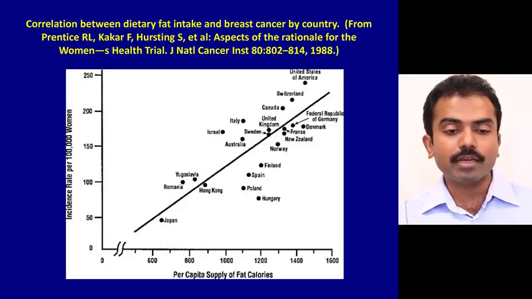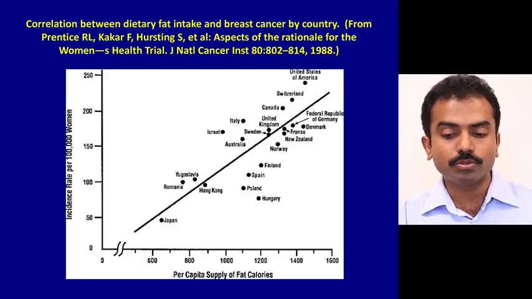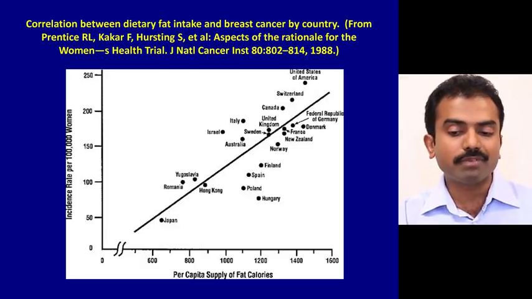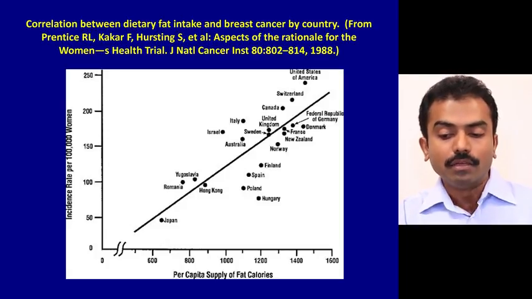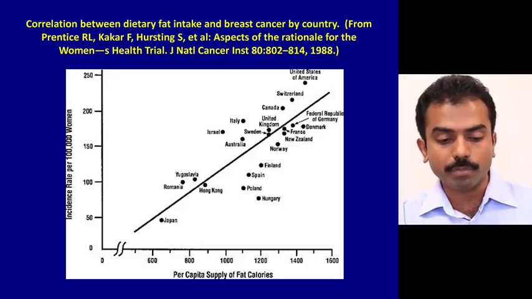Now, this is a very nice design. Ecologic studies can be done very quickly and can get to possible hypotheses about associations, but we cannot really say A caused B. Correlation is not equivalent to causation, and that must be remembered.